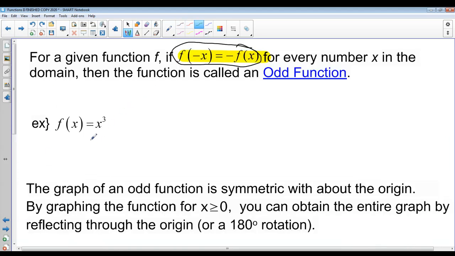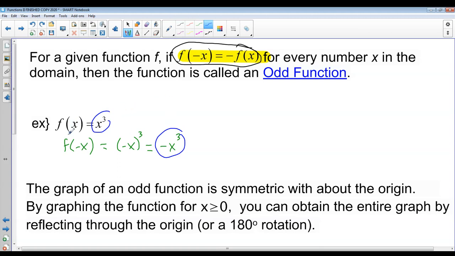But algebraically, we can show it the same way as we did the last one. If I want to see what happens when I do f of -x, I plug -x into my function. -x to the third power, -x times -x times -x, is -x to the third. So these two aren't equal, but they're negated versions of each other.